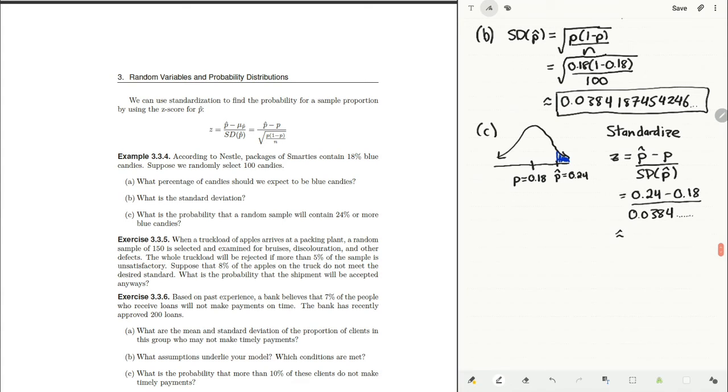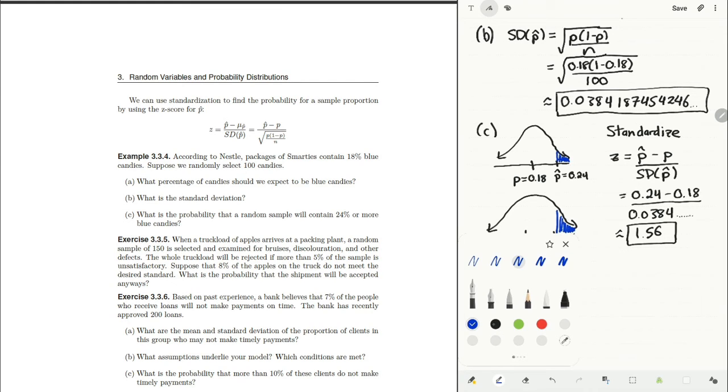So here we want to use as many decimals as we can for the standard deviation. And this will give us approximately 1.56, rounding to 2 decimal places. And so now we can work with the standard normal curve, which has a mean of 0 and a standard deviation of 1. And so we determined that our z-score was 1.56. And so finding the area to the right of our sample proportion of 0.24 is the same as the area to the right of a z-score of 1.56.